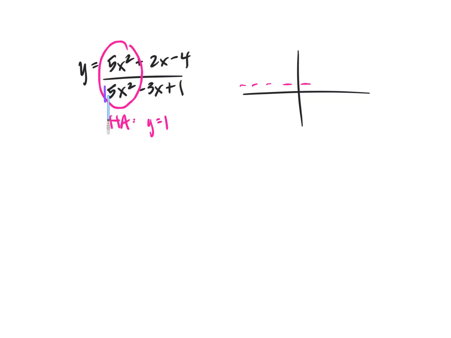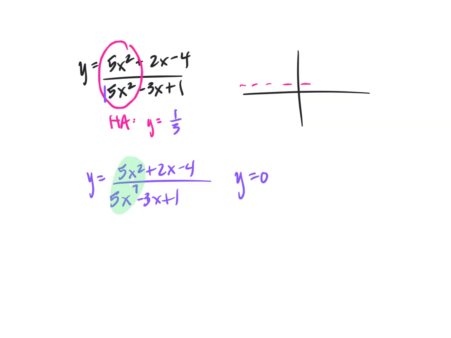What if it was 5x squared over 15x squared? 1/3 would be my horizontal asymptote. Okay. So this one, I'm going to write it as 1/3. Okay. Then what if my function looked like this? 5x squared plus 2x minus 4 over 5x to the 7th minus 3x plus 1. Anytime that exponent in the bottom is bigger, my horizontal asymptote is 0 all day.